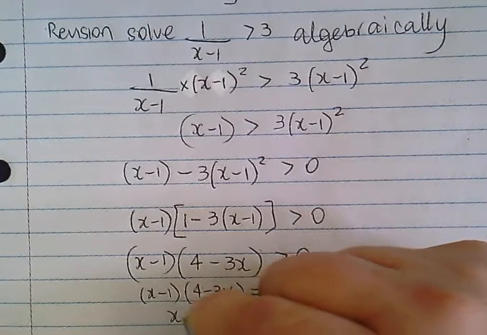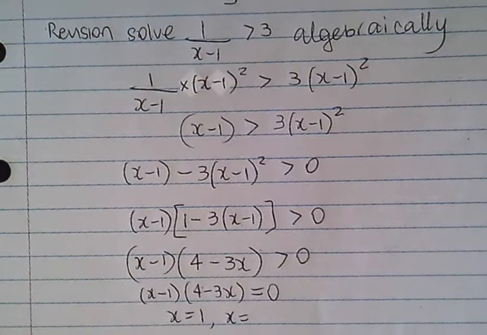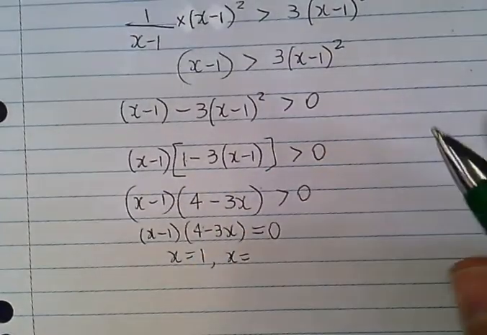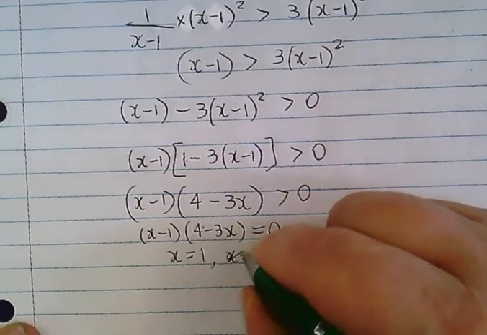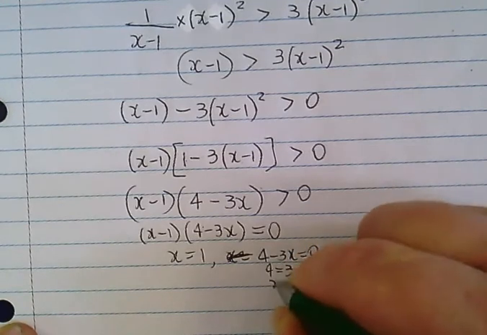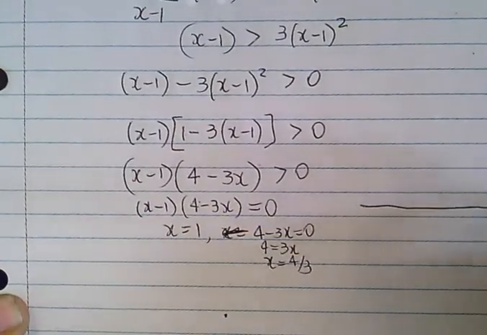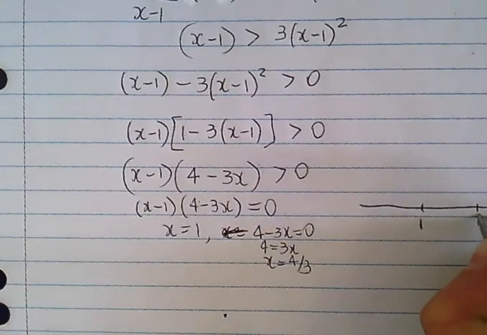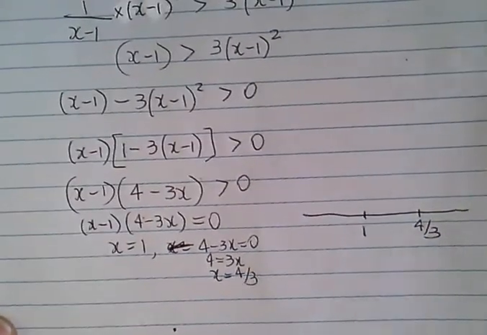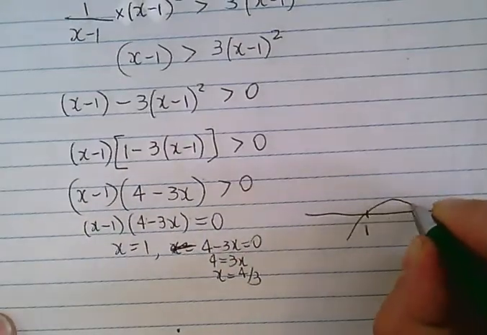And solve. And what do I get? X is 1 and what? I need the points. Because I've got 4 minus 3x is 0. 4 equals 3x. Be careful, x is 4 on 3. So I sketch it, remember? And 4 on 3. Concave up or down? Parabola. If you multiply the two x terms, it's concave down.